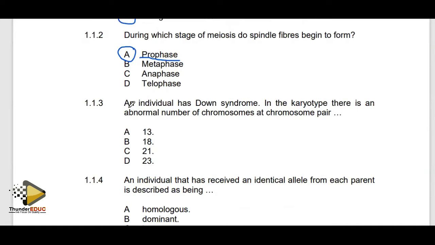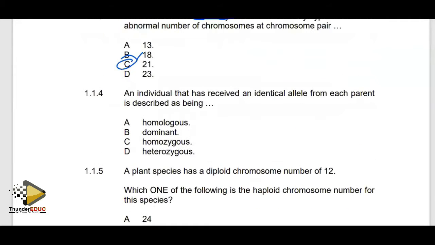Then they're saying that an individual that has Down syndrome in the karyotype has an abnormal number of chromosomes at a chromosome pair. Whenever you talk about Down syndrome, your mind must go to chromosome number 21. You must think about an extra chromosome on chromosome pair number 21. So the answer is going to be C. Don't forget that each objective is 2 marks.